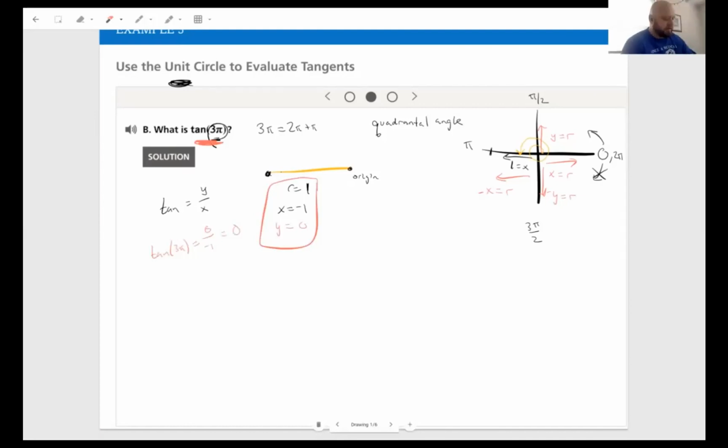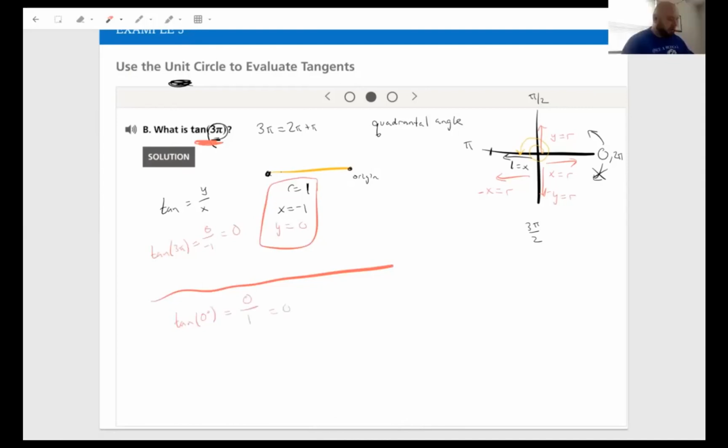Just as a little side note, if I had the tangent of 0 degrees or 0 radians, because they're both the same, that would still be 0. This time it would be +1 in the x direction, so 0 over 1, which is still 0.